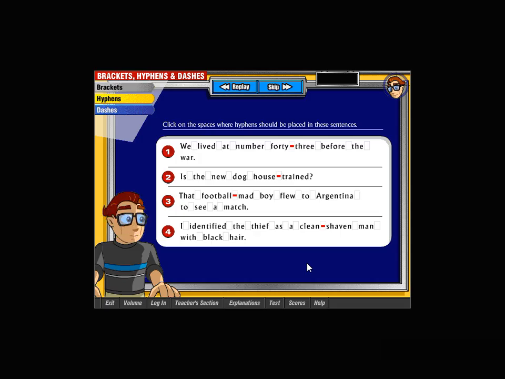In example 4, we need to make a compound adjective, clean-shaven, to describe the man. Otherwise, he is just not dirty and has had a shave recently, which is not what the writer meant to communicate.